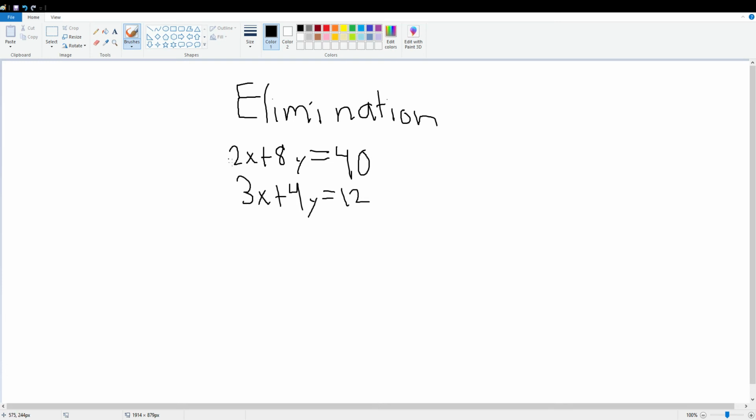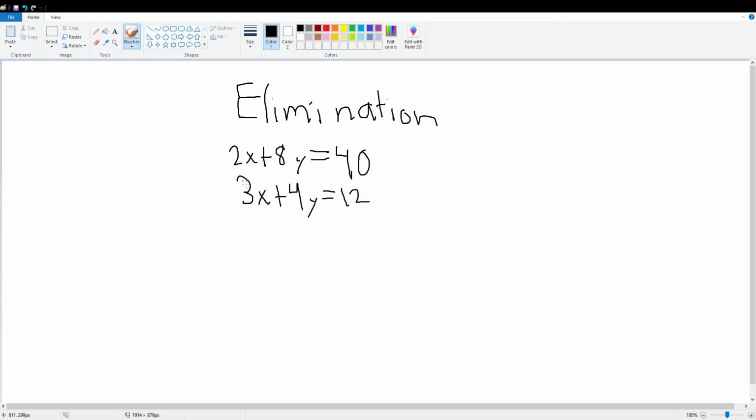Elimination is when you want to eliminate one variable from a standard form equation and solve for the other variable. So in this case, if we subtract these two equations, we'll get another equation. But when we're solving it, we want to eliminate one x term completely or one y term completely. And we could just multiply the whole equation by a number and then subtract.